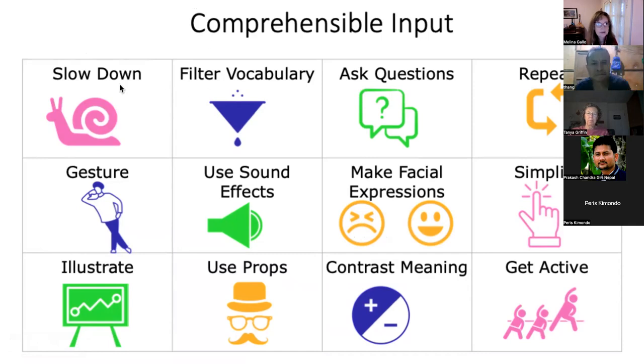Gesturing is a really good way to communicate as well. If we use our hands, we can point at things, we can indicate. There's some signals that we learn. For example, when I'm teaching the past tense, I'll always point backwards over my shoulder. And when I'm teaching the future tense, I'll point forward in front of me.